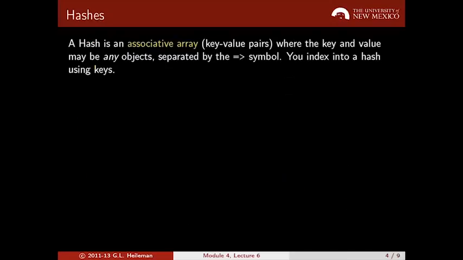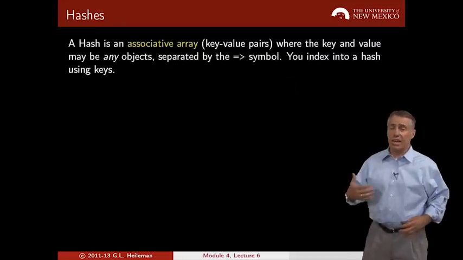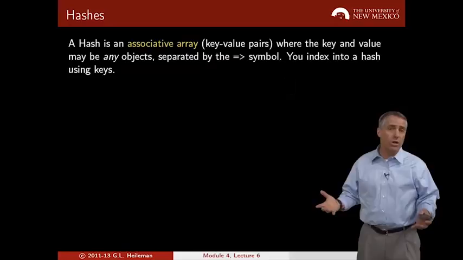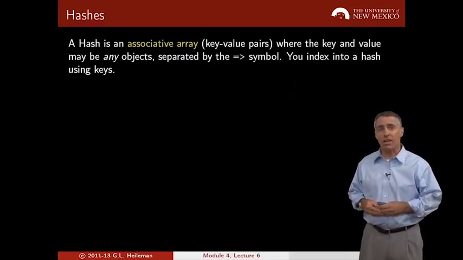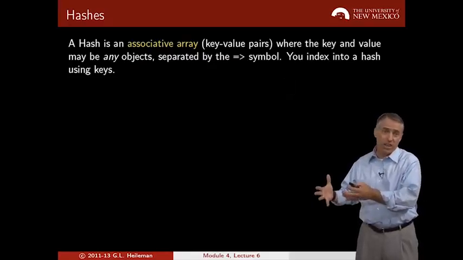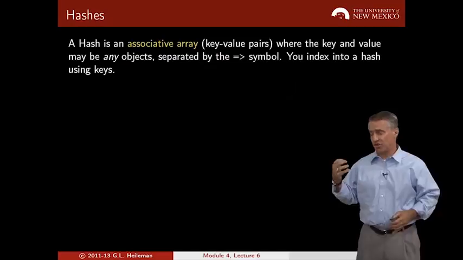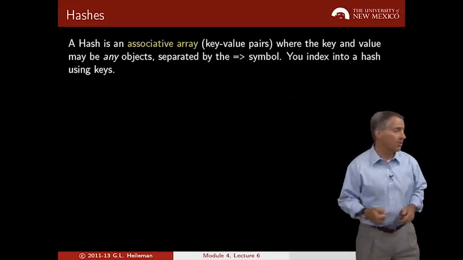Now let's talk about hashes. A hash is just an associative array. We've seen arrays, and you index an array according to an integer, 0, 1, 2, 3. With a hash, it's an associative array. In other words, rather than having an integer index, you have some other object to index some value. So you just get a key and a value. So for an array, that key is an integer. For a hash, it's any object.